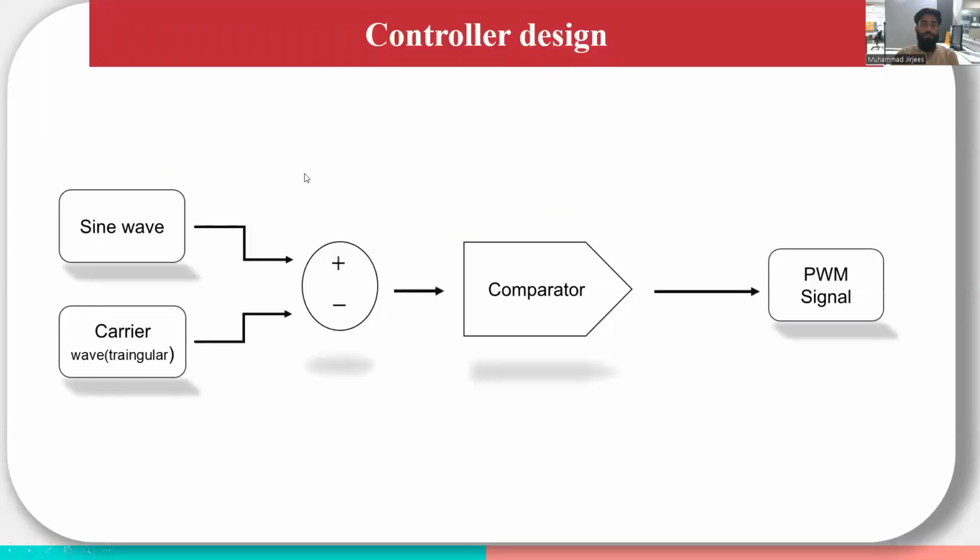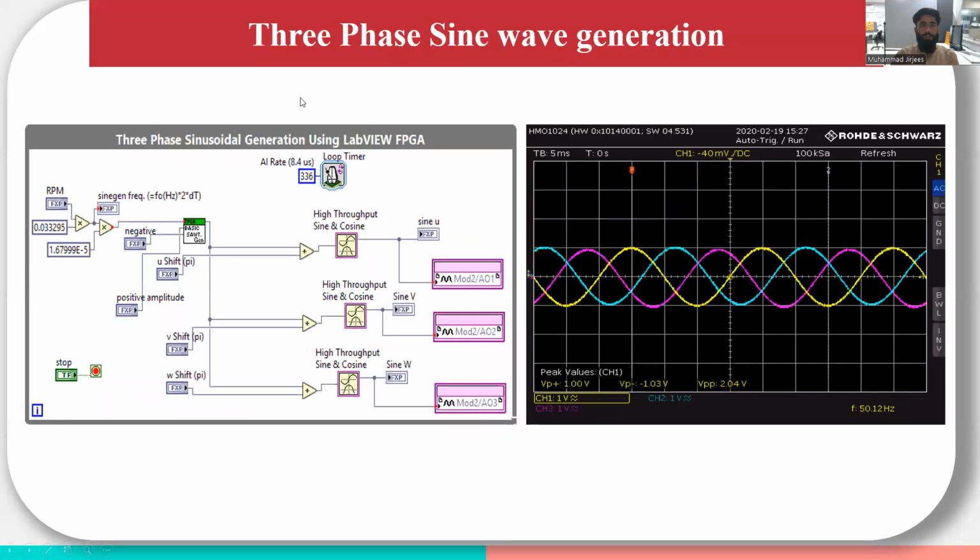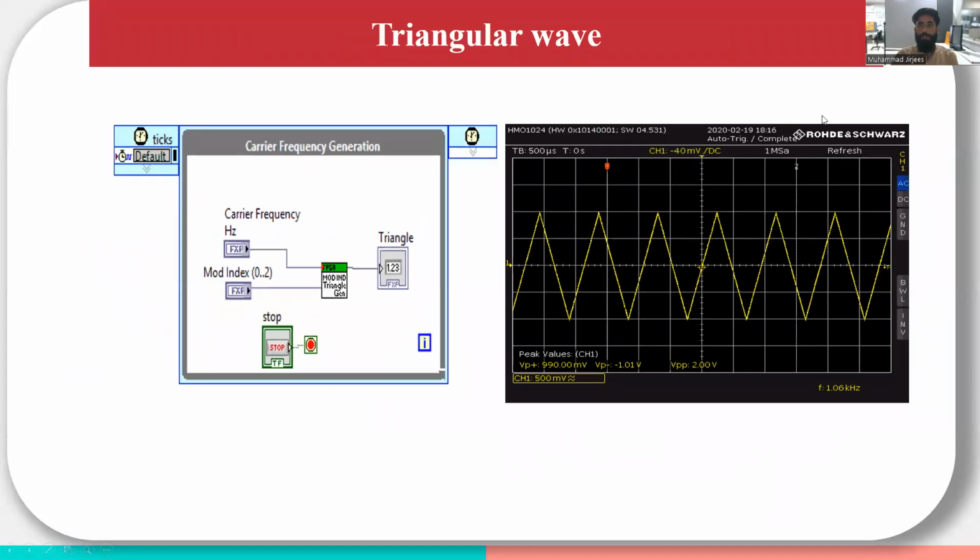So for controller design, we did a comprehensive study, and after that we found that by comparing the sine wave and the carrier wave, we get PWM signals. Then for designing the three-phase sine wave, we made this code in our LabVIEW. And this whole chunk of code is responsible for generating three-phase sine waves.